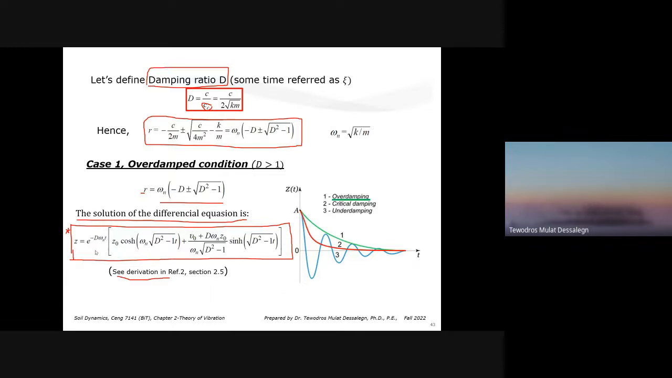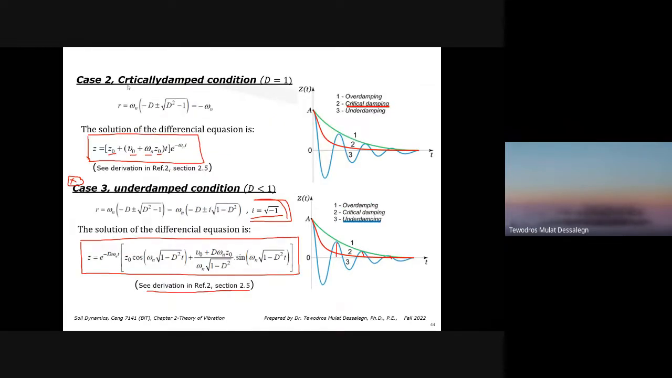So if you plot displacement with time, you have this equation for the overdamping condition, which is case number 1. For case 2, the critically damping condition, it is the red line.